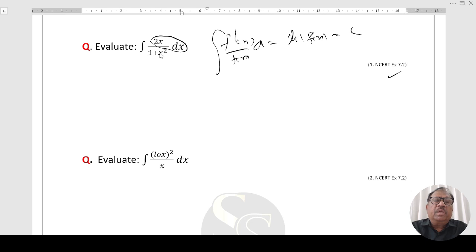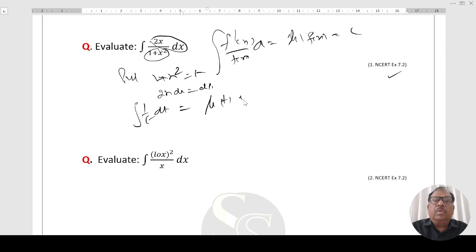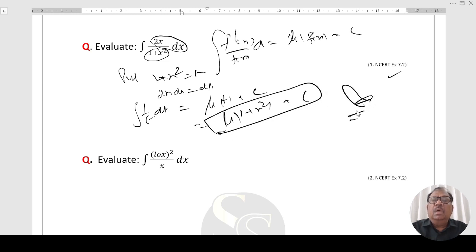If we substitute 1 plus x square equal to t, differentiating both sides with respect to x, 2x dx equals dt. So we get integration of 1 by t dt, which is log of t plus c. Back substitution gives log of 1 plus x square plus c. This is the answer. Right?